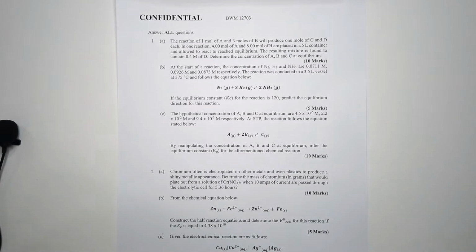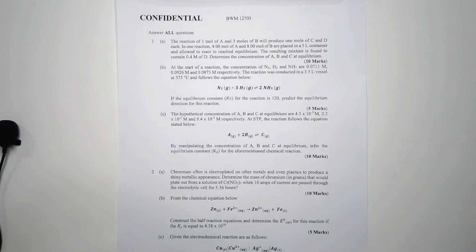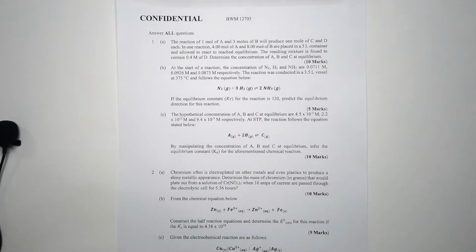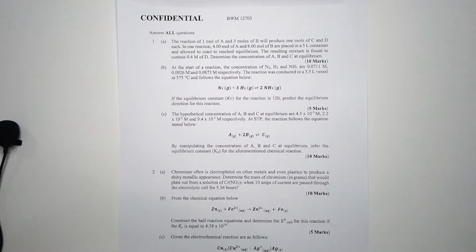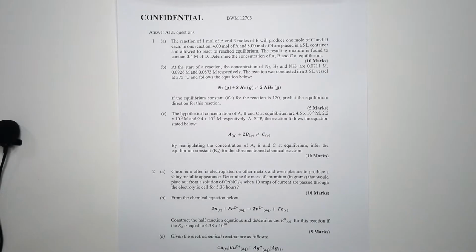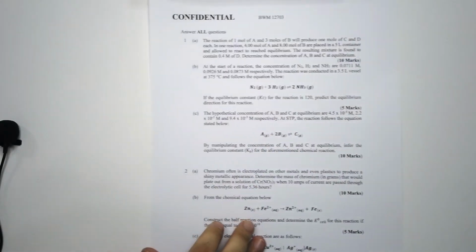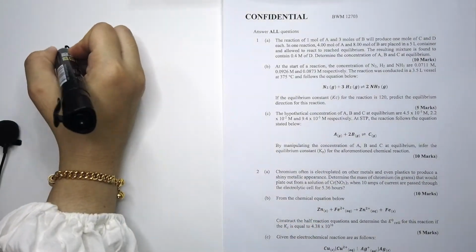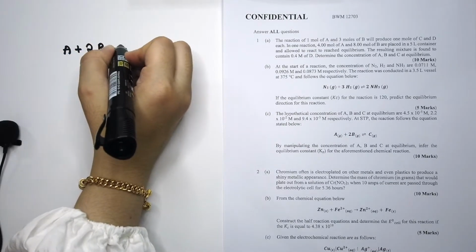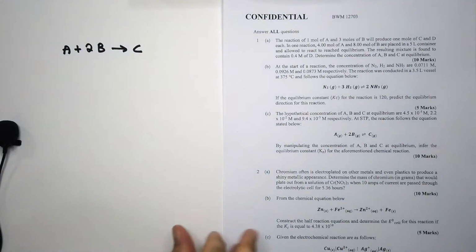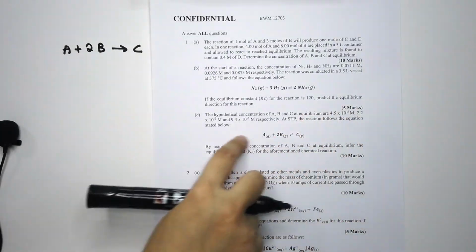Question number 1C. The hypothetical concentrations of A, B, and C at equilibrium are 4.5 times 10 to the power of negative 5, 2.2 times 10 to the power of negative 2, and 9.4 times 10 to the power of negative 3 respectively. At STP, the reaction follows the equation stated below. By manipulating the concentrations of A, B, and C at equilibrium, infer the equilibrium constant, the Kp, for the aforementioned chemical reaction. So given to you is this chemical reaction: A plus 2B will produce C. And then given to you are the concentrations at equilibrium.